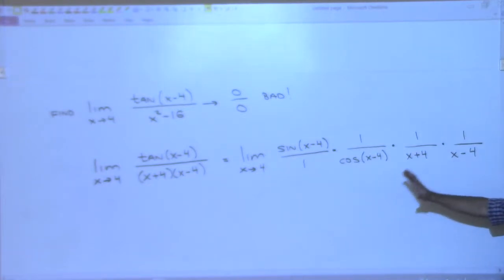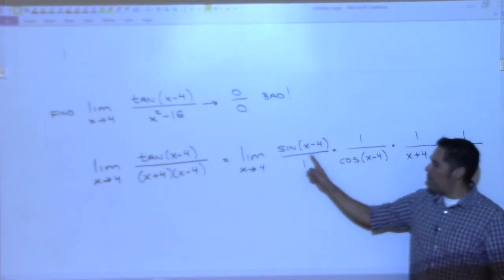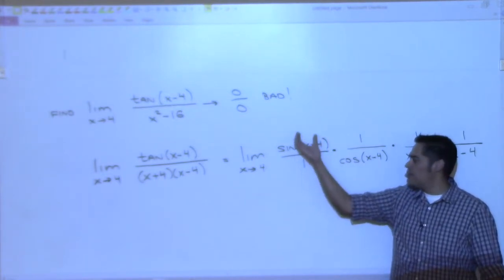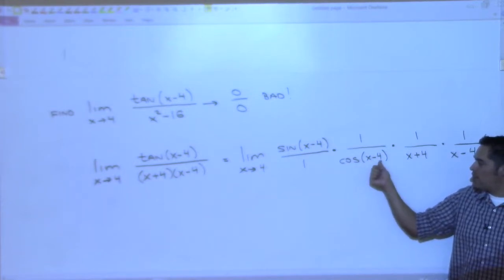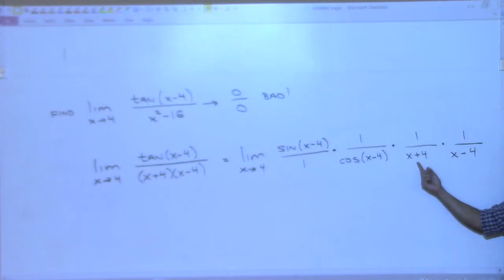So if you come back and look at this, see how I've peeled it all apart? When you peel it all apart, you can identify the part that's bad. This part's not bad, because as x goes to 4, you get 4 minus 4, sine of 0, which is 0. 0 over 1 is okay. Right here, cosine of 4 minus 4 is cosine of 0, which is 1. 1 over 1 is okay. Right here, let x go to 4. It's 1 over 8. That's not bad. This is the part that's bad. This is going to give you a division by 0.